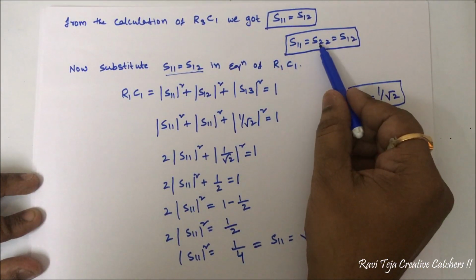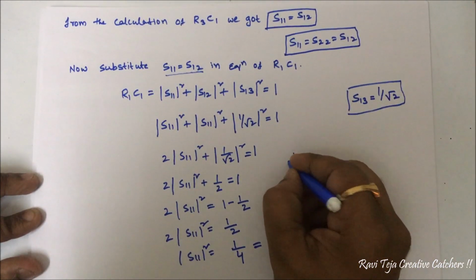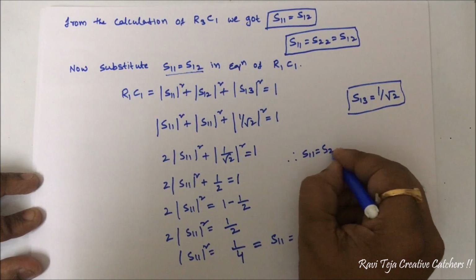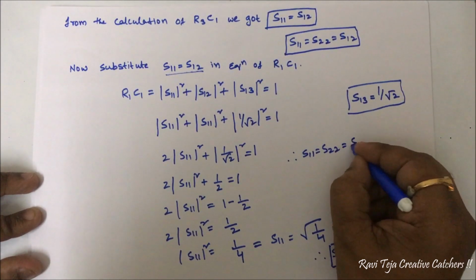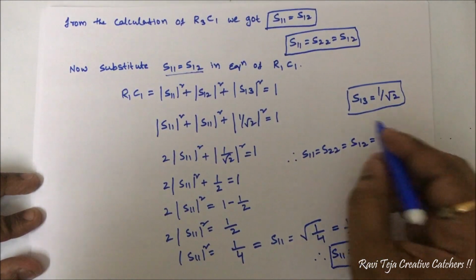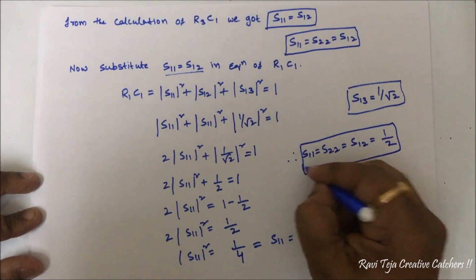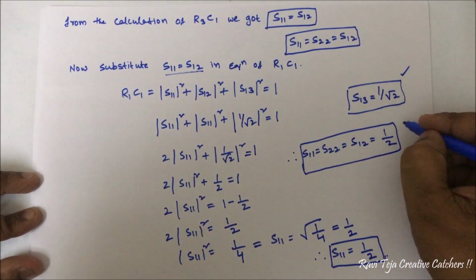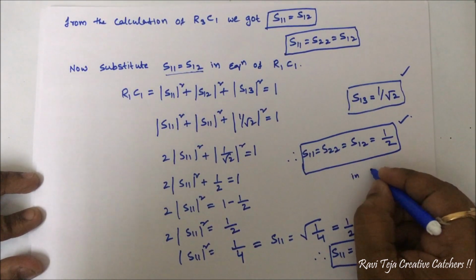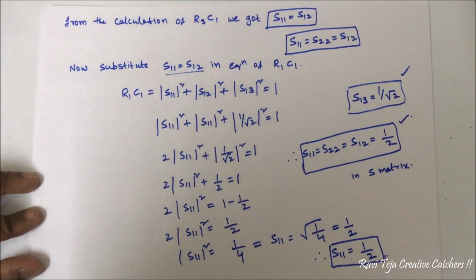Now, S11 is equal to S22 equal to S12, right? Therefore, S11 is equal to S22 is equal to S12 is equal to 1 by 2. So, from the below value we can conclude this. So, we got these values in the S matrix.